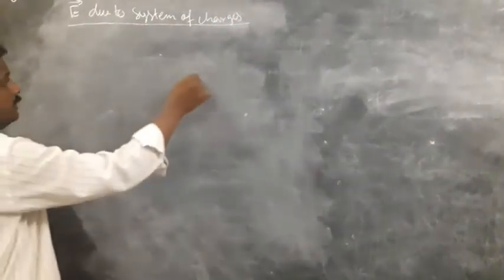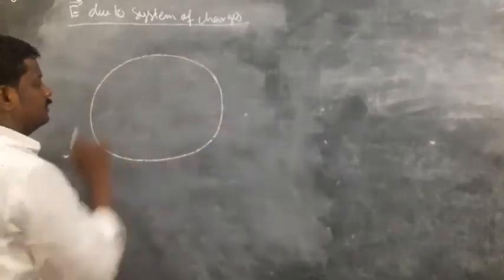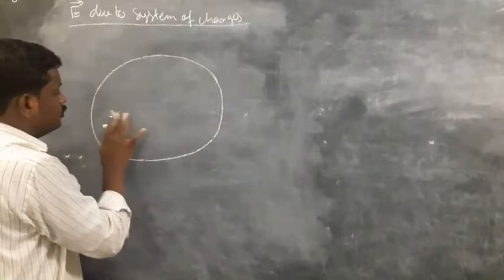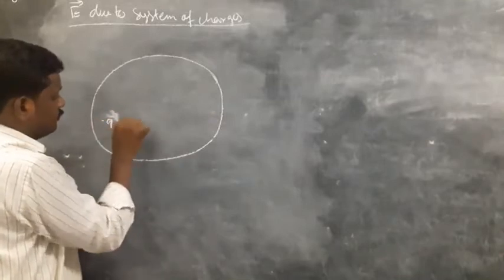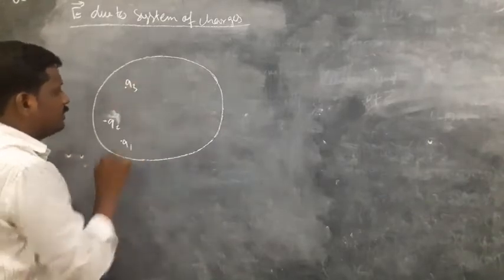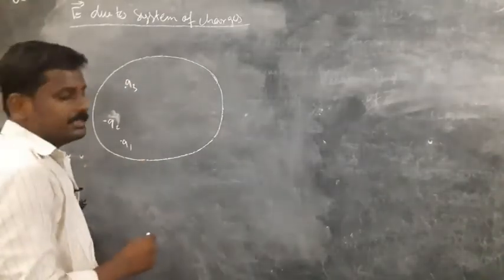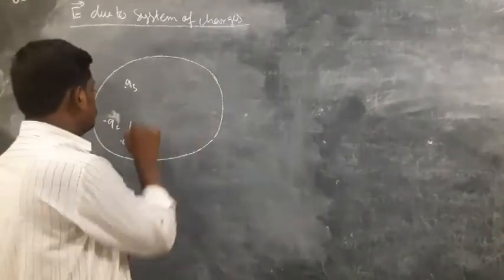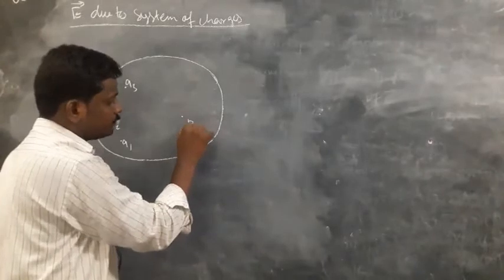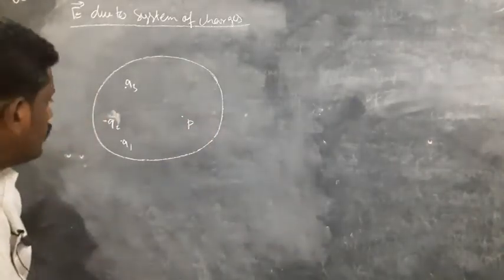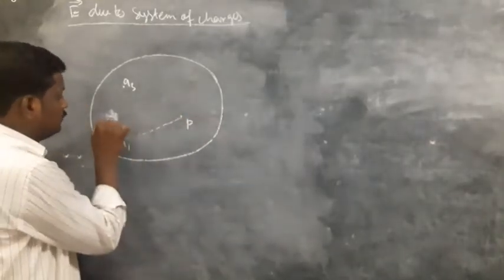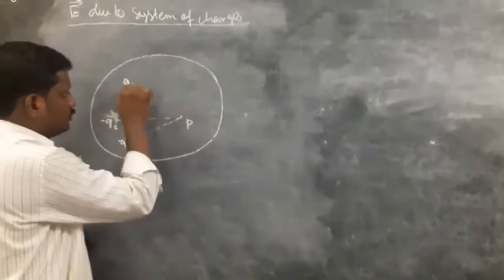Consider a system. The charges Q1, Q2 and Q3 are located at various points in space. We are going to find the electric field due to these three charges at the point P. R1, R2, R3 are the distances between Q1 and P, Q2 and P, and Q3 and P.